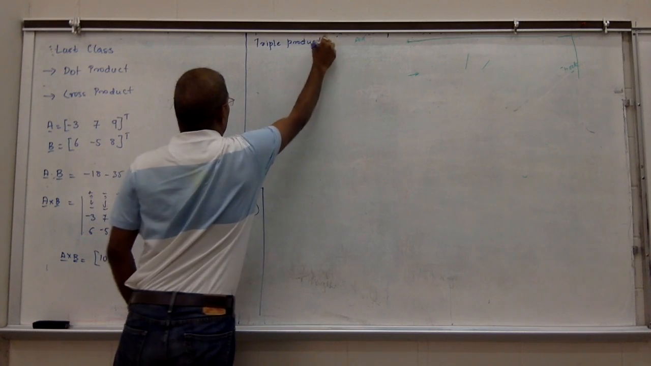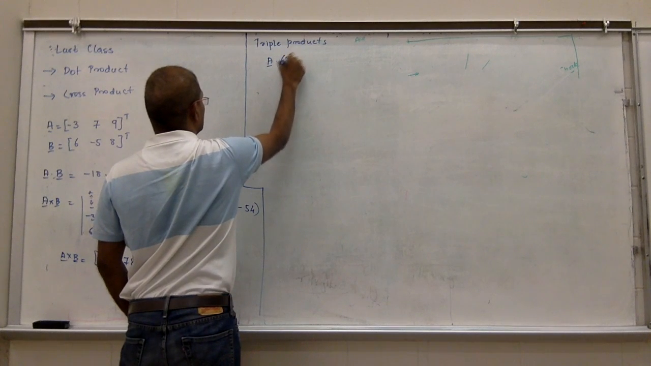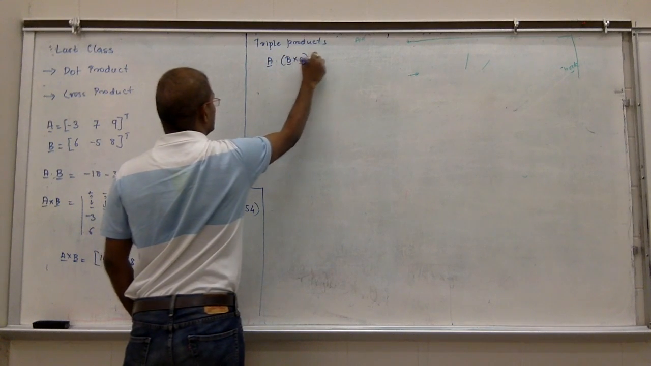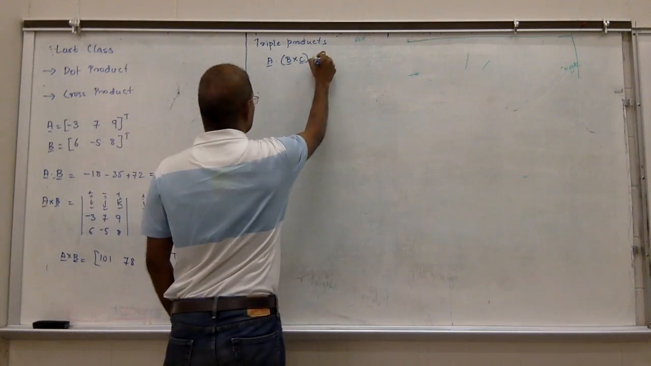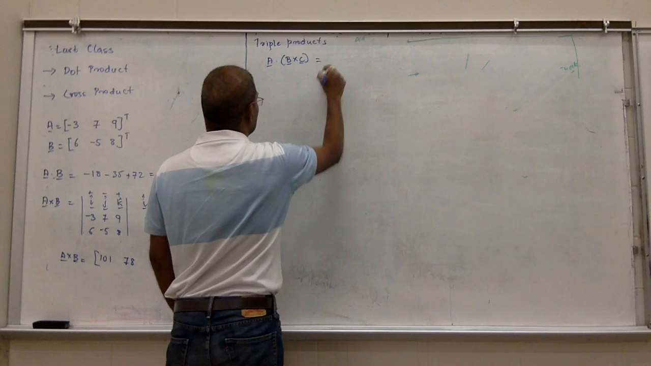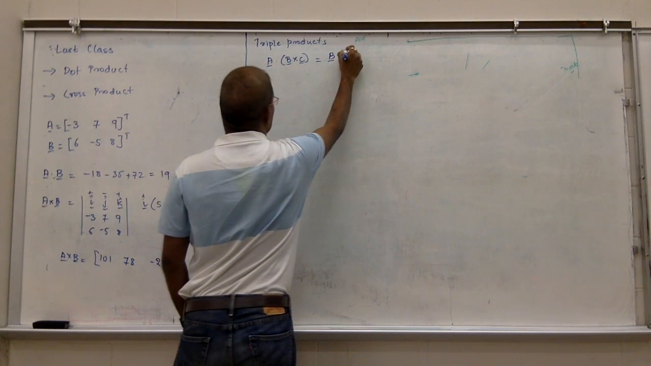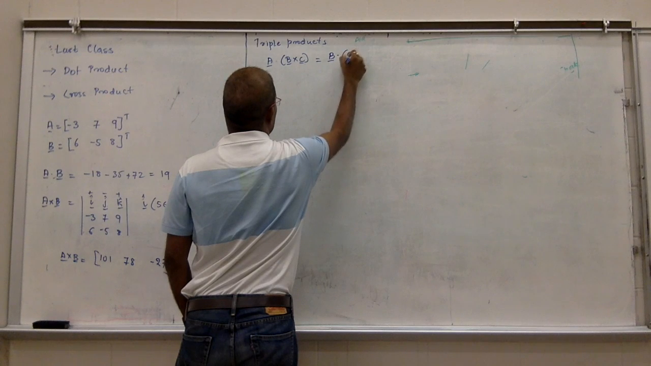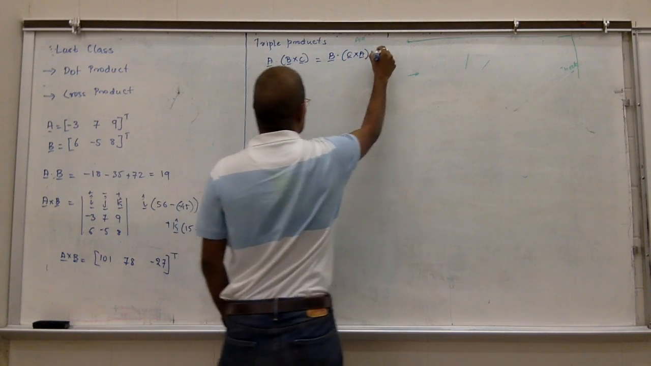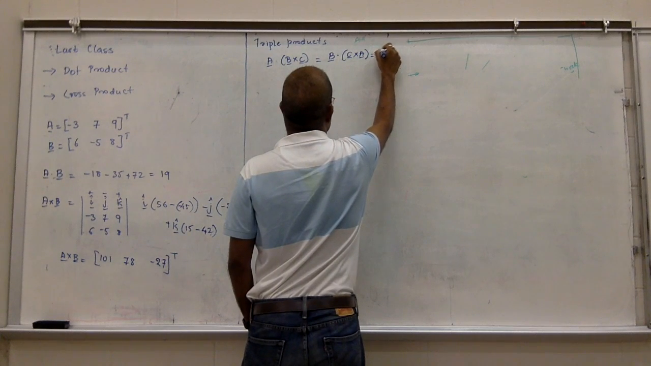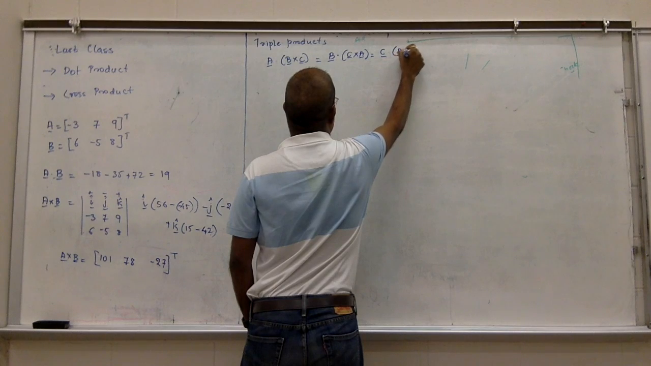There are two triple products. One is A dot B cross C, and this is equal to B dot C cross A, which is equal to C dot A cross B.